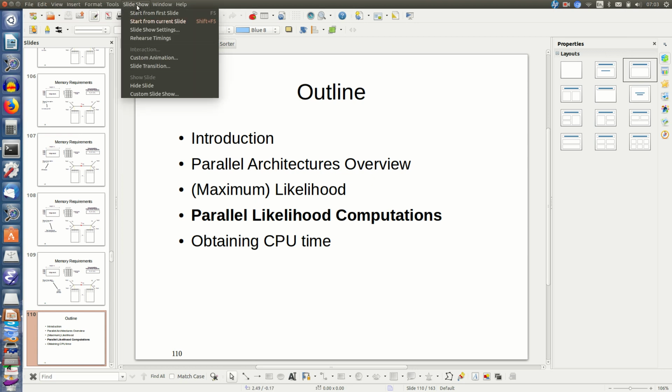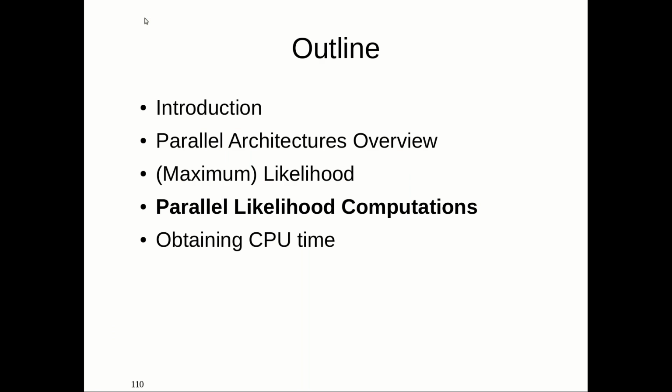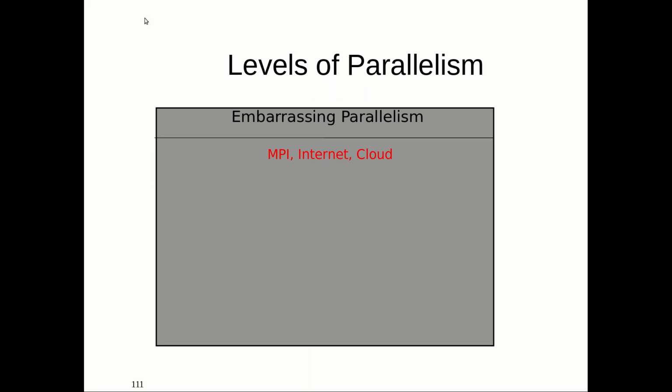Okay, so now let's continue with parallel likelihood calculations and how we do that at an abstract level. We have different levels of parallelism available when we're doing likelihood calculations. One level is what we call embarrassing parallelism, a term computer scientists use when you don't really need to think a lot to make a code parallel. This can be achieved over MPI or the internet or the cloud or anything.